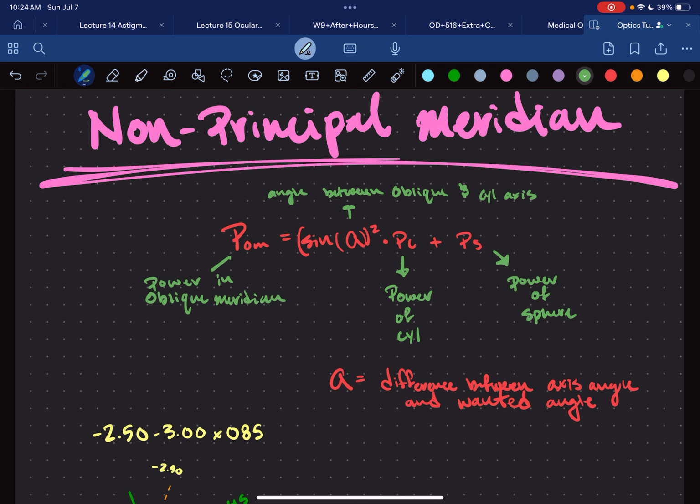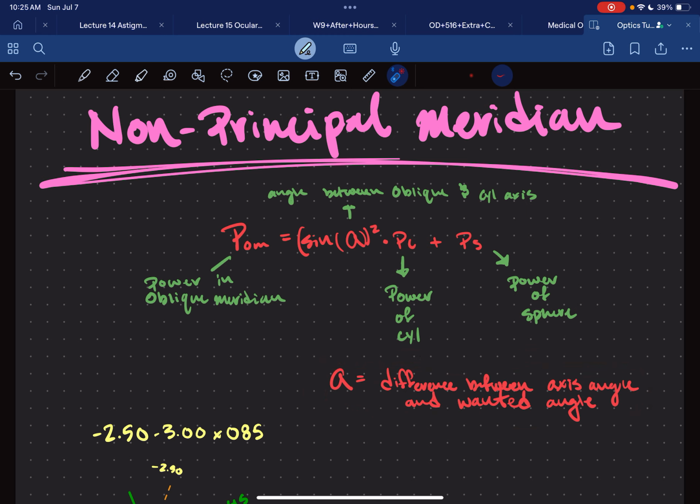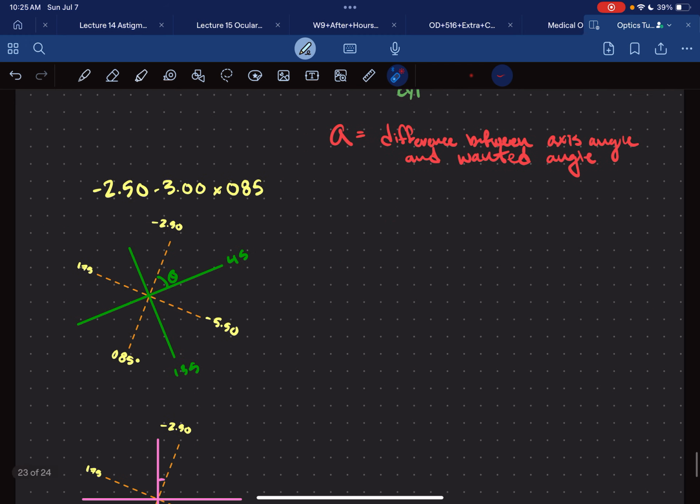So we have this equation, and I put it into variables from Dr. Pratt's slides. Basically, the power of the oblique meridian, which is the one we're trying to find, is equal to the sine squared of A, where A is the difference between the axis angle and the wanted angle. We'll talk about that in a sec. Then times that by the power of the cyl, plus the power of the sphere. So let's go ahead and do this one right here.